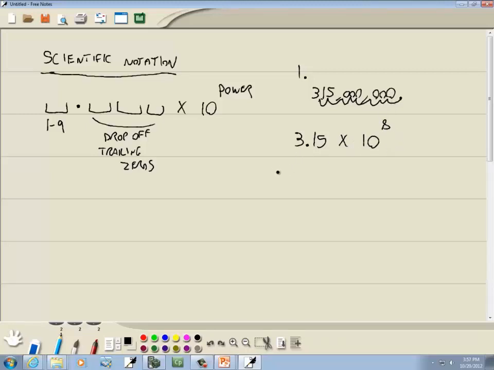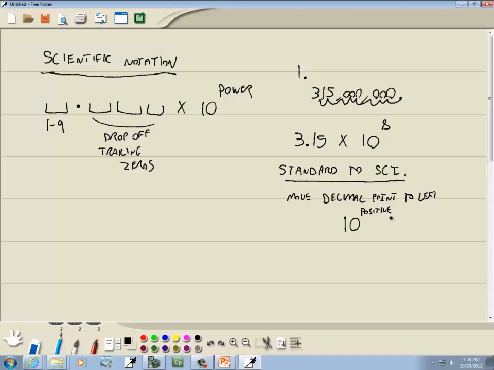Now, I'm going to summarize each of the rules as we go along. So here we're going from standard to scientific. And if you move your decimal point to the left, you're going to have 10 to a positive power. Now there's no doubt how many decimal places you move it, but it's whether it's going to be positive 8 or negative 8.